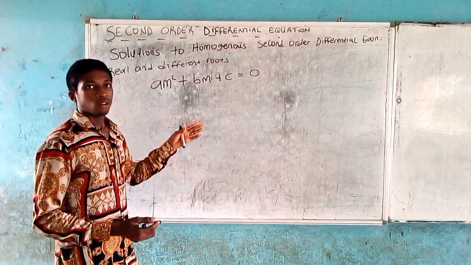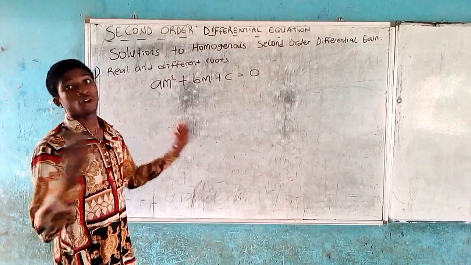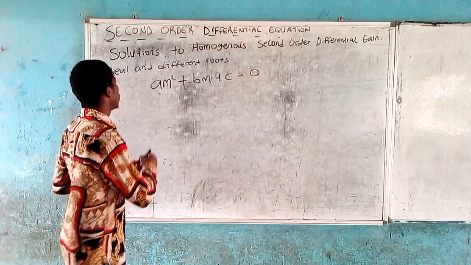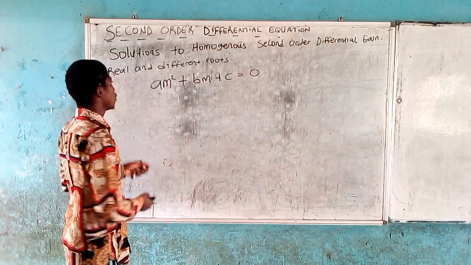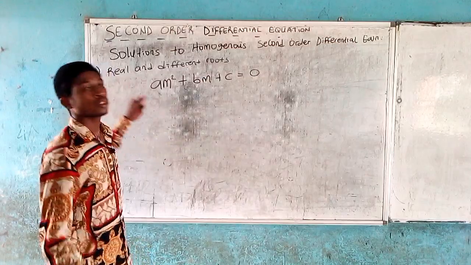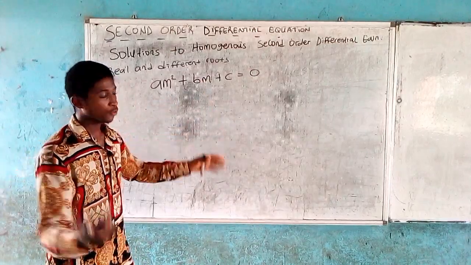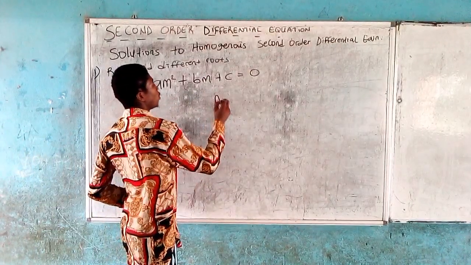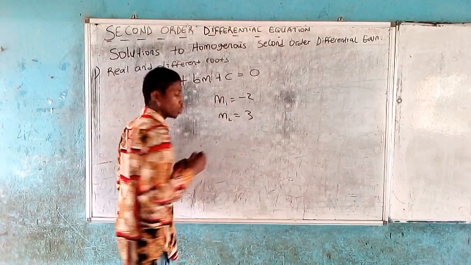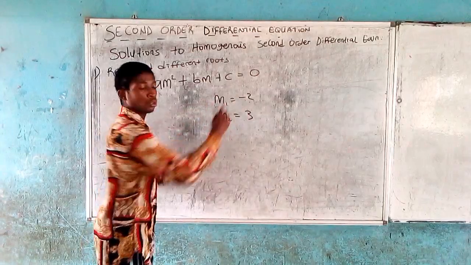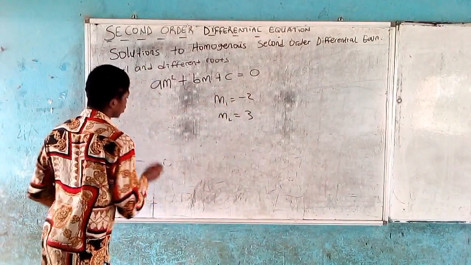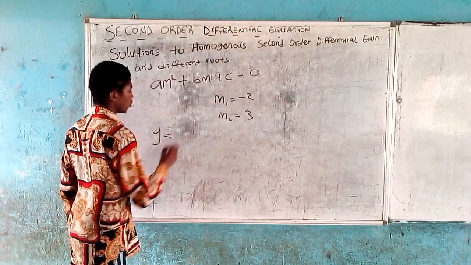Now, those roots should be real. Real means all real numbers, from negative infinity to positive infinity. So, the general solution for a homogeneous second order differential equation when the roots are real and different. Different in the sense that we can have the first m as, let's say, -2 and the second m as, let's say, 3. These are 2 real numbers, but they are different. The general solution to that is y equals what?